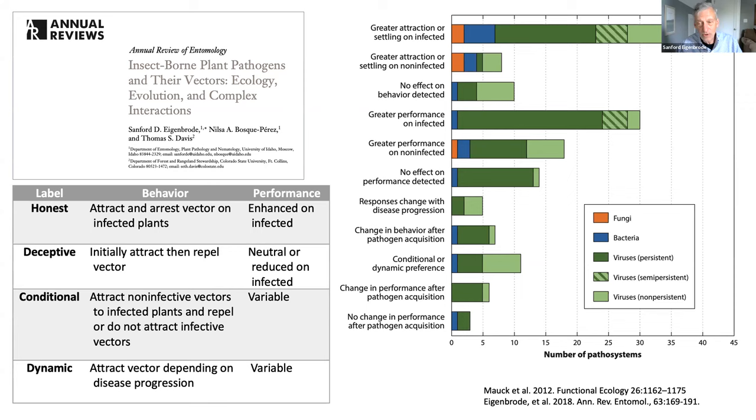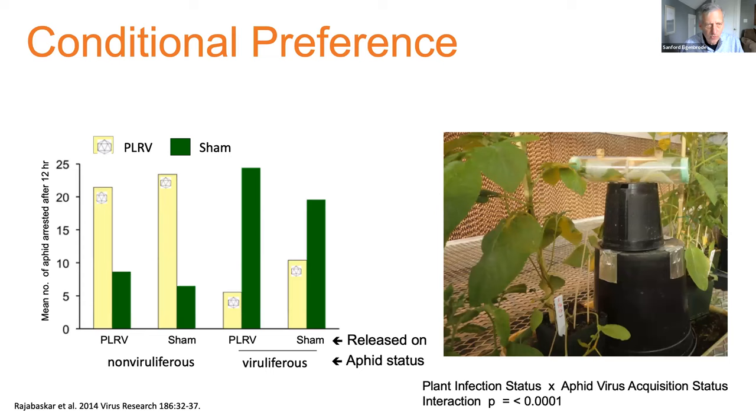You can maybe see some patterns here, but we can still classify these effects of a virus on its vector, on aphids, as being honest manipulation of the vector, or deceptive manipulation of the vector, or conditional influence effects of the pathogen on the vector, or dynamic. All of those things then invite some interpretation from an evolutionary point of view. I just wanted to talk about conditional preference, which is, I think, quite interesting and more prevalent than you might think.